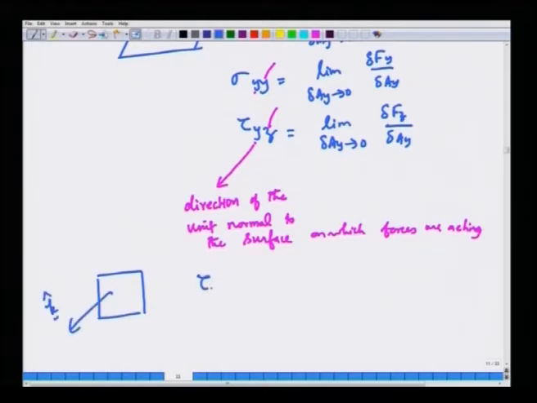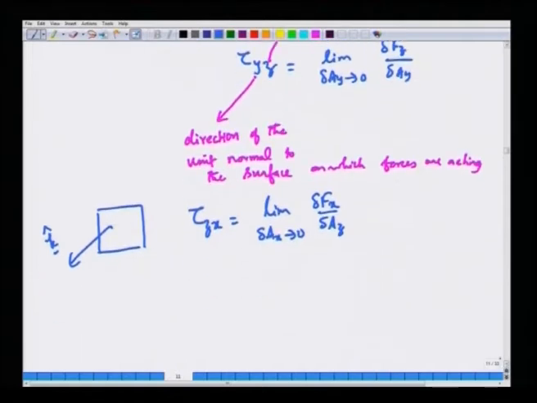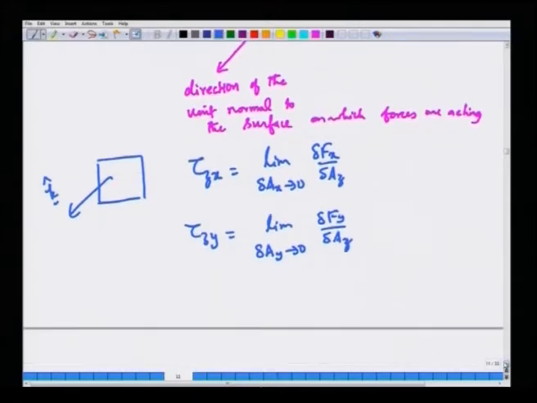Okay. So, tau zx is the limit as delta A z tends to 0, tau zy is the limit as delta A z tends to 0, and tau zz. So, it is a normal stress. So, we denote normal stresses by the Greek letter sigma, the limit as delta A z tends to 0.